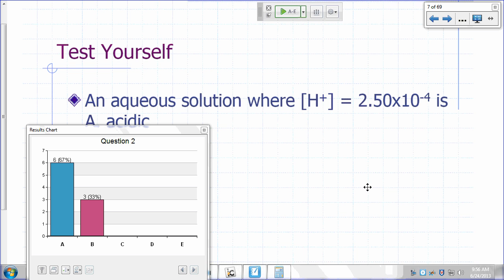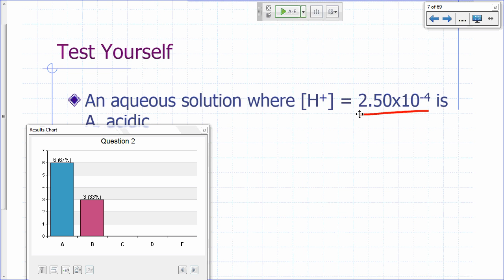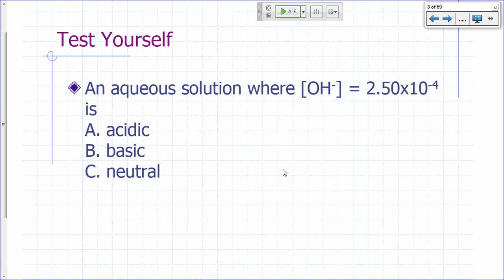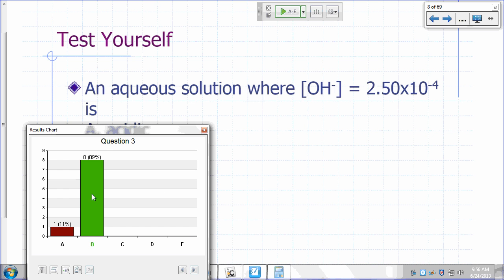We just talked about that, right? Two slides earlier. 2.5 times 10 to the negative 4. That's larger than 10 to the negative 7. So that's acidic. All right. If your hydroxide is 2.5 times 10 to the negative 4, is it acidic, basic, or neutral? Okay, this would be basic. Very good.